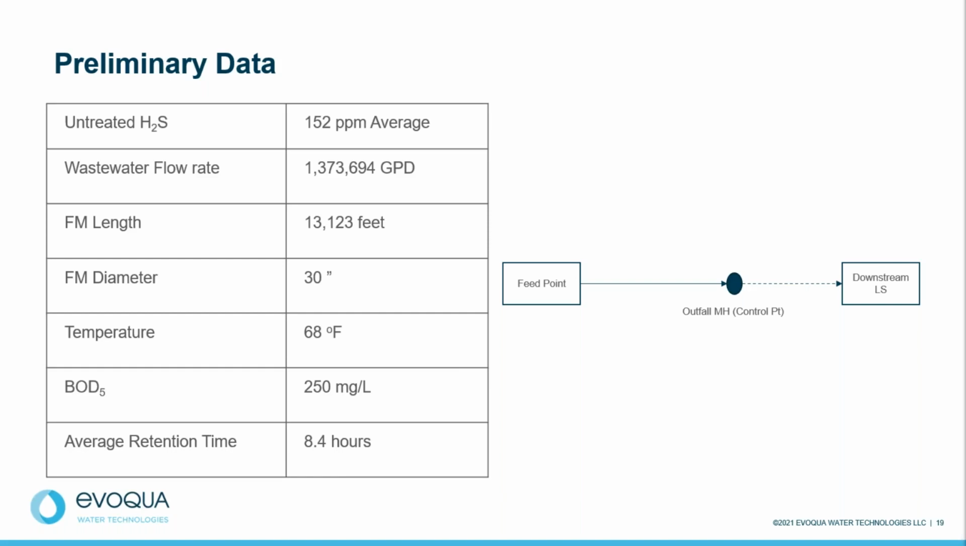This feed point has a wastewater flow rate of almost 1.3 million gallons per day. It has a force main length of approximately 13,000 feet, with a force main diameter of 30 inches. The temperature at this location is 68 degrees Fahrenheit with a BOD of 250 milligrams per liter. Having all this force main information, we calculated the average retention time of the wastewater as 8.4 hours.